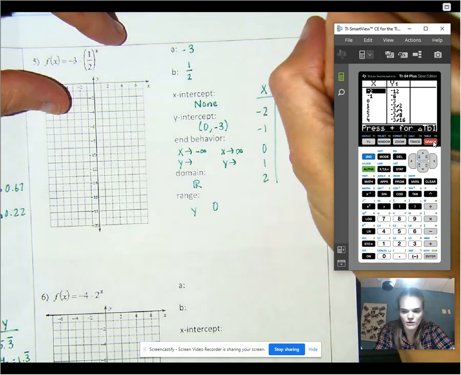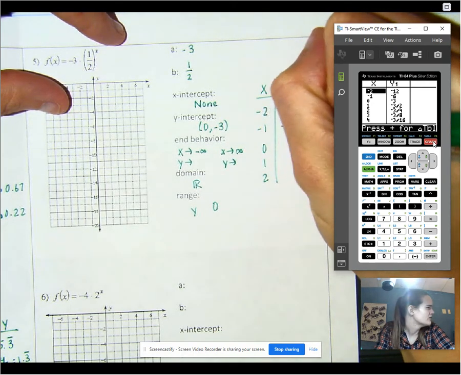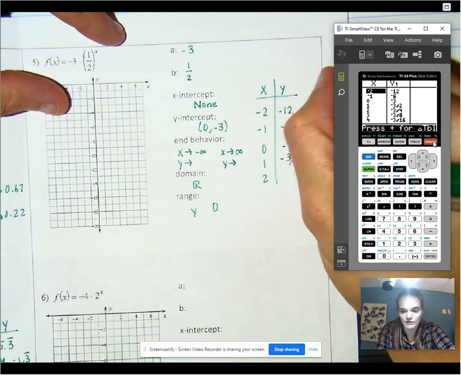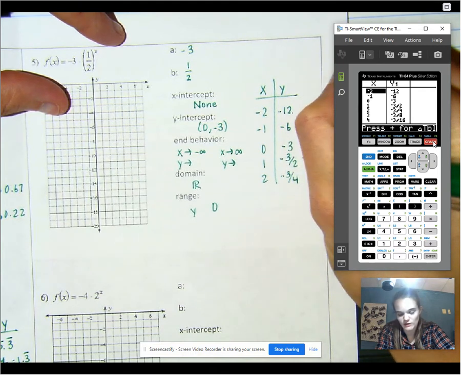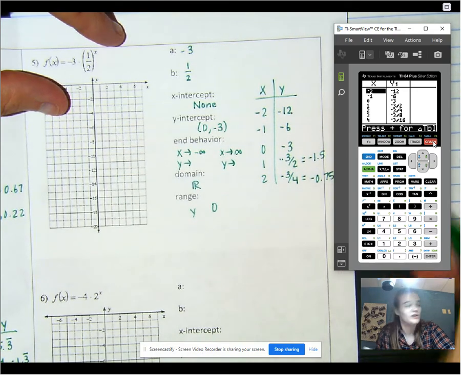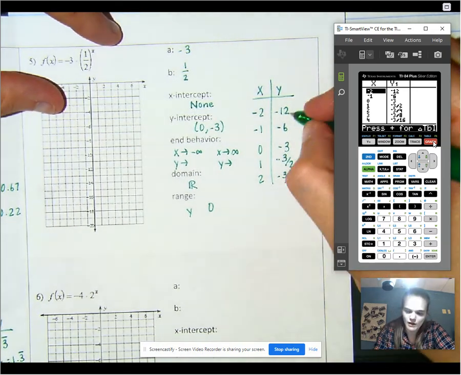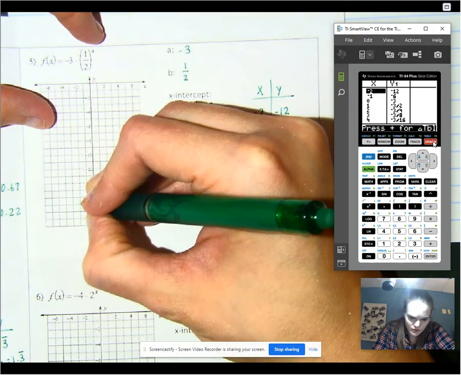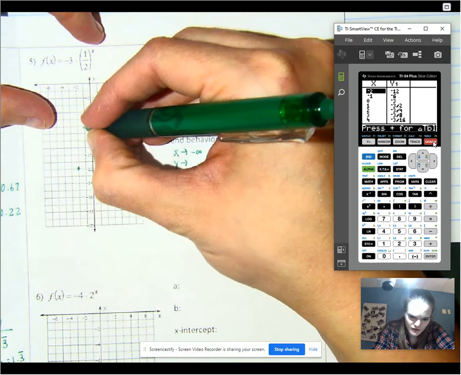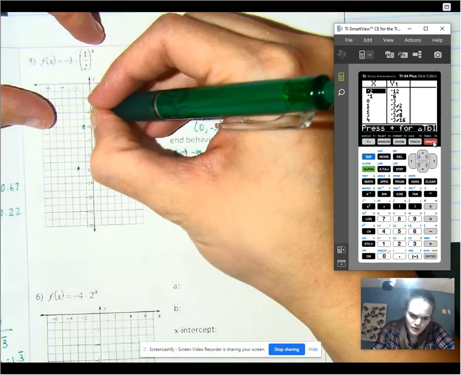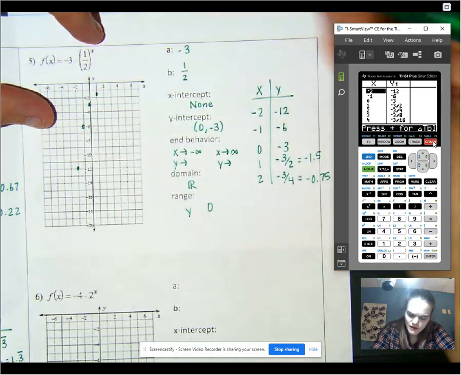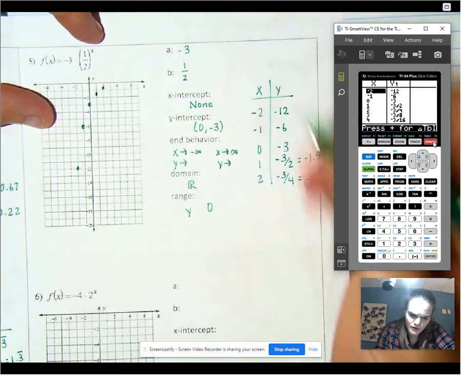Second graph. All right, -2 is -12. -1 is -6. -3. -3/2. -3/4. And in case you need a decimal, it's -1.5. -0.75. That one's easier to do. Okay. -2, -12, -1, -6, 0, -3, 1, -1.5, and 2, -0.75.